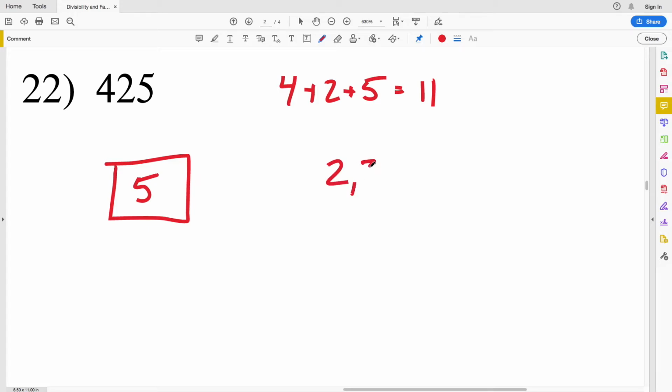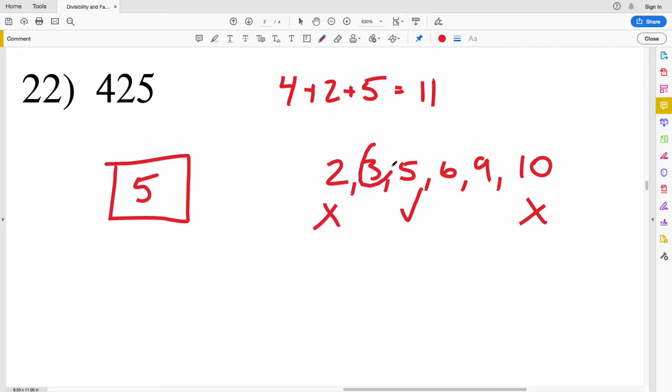So again, it's not divisible by 10 because it doesn't end in 0. 5, it ends in 5. 2, it's not divisible by because it's not even. And 3 does not go into 11 evenly, so it's not divisible by 3, 6, or 9.